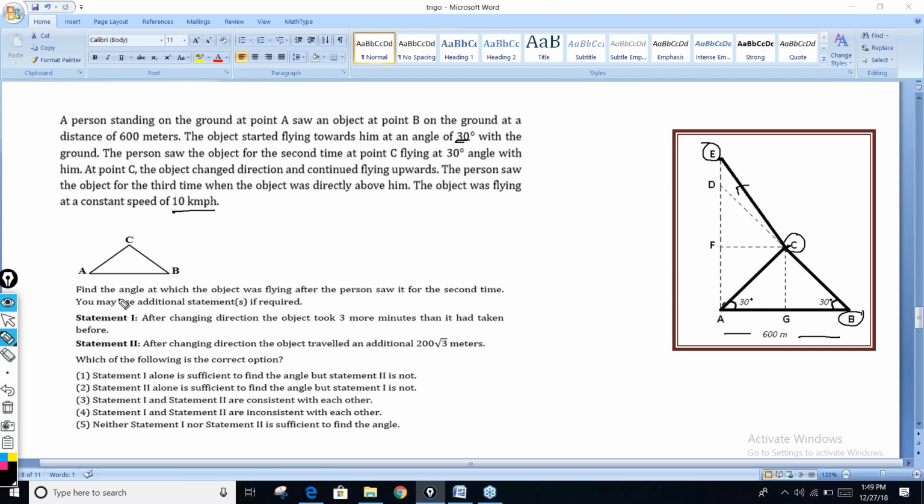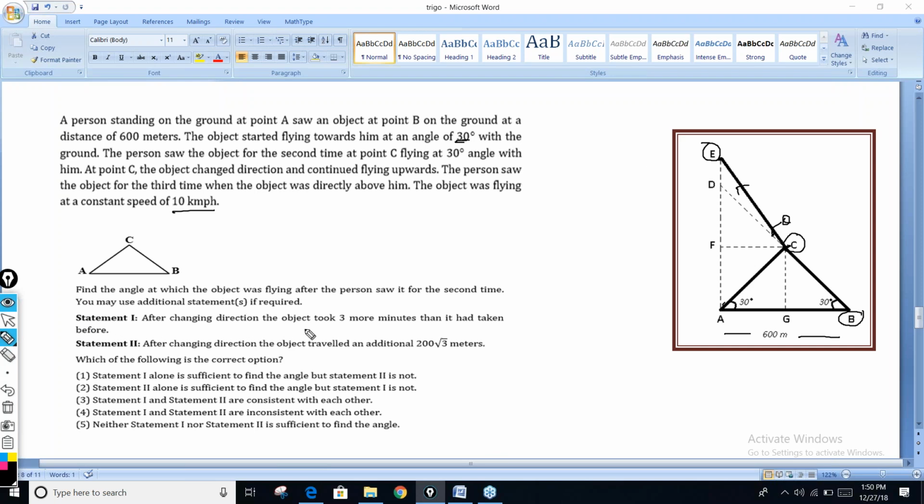Now, find the angle at which the object was flying after the person saw it for the second time. That is the angle it is talking about. Find the angle at which it is flying when he saw it for the second time. It should be third time. You may use additional information required. After it for the second time, so after seeing it here, at what angle was it rising? I'll call this angle theta, the third time he saw it.